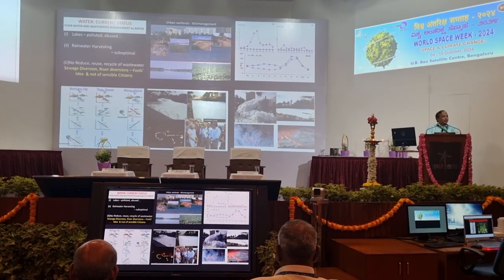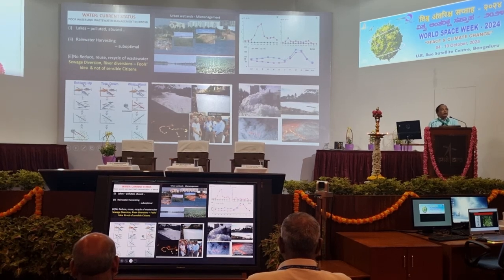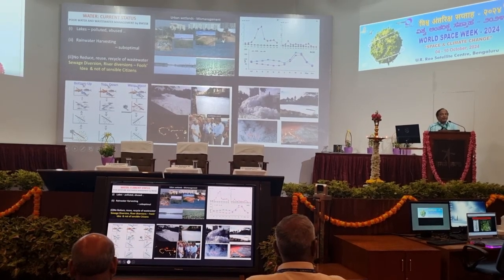Now let me take the example of water. See, the water in the water bodies is polluted because solid waste and liquid waste are getting in.